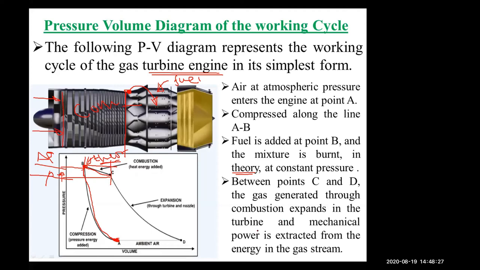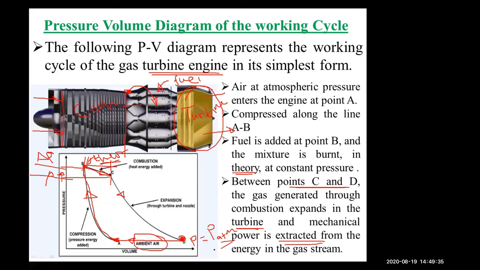The gas generates between points C and D normally. C through this one, then this one, then C to D. This is the turbine. This is the turbine part of our engine. So between points C and D, the gas generated through the combustion expands in the turbine and mechanical power is extracted from the energy in the gas. So it is here in the turbine where energy is extracted. And then finally, it will be exhausted to the atmosphere. And at point D, the pressure will be equal to the atmospheric pressure. So this is the ambient pressure, or atmospheric pressure.